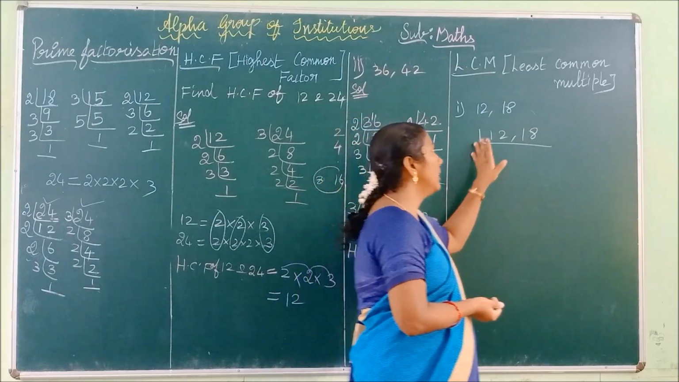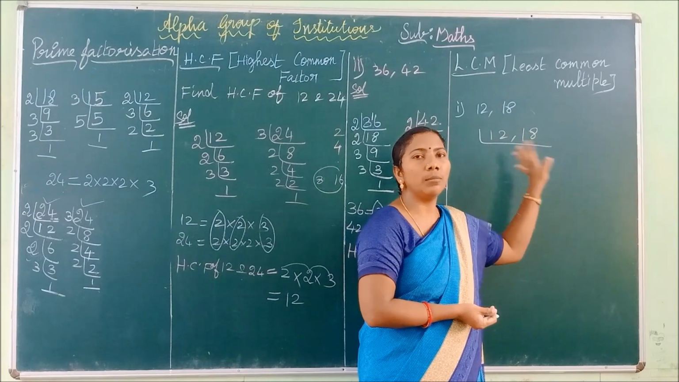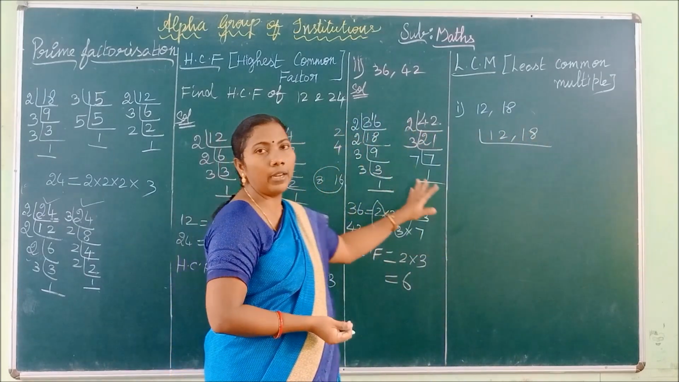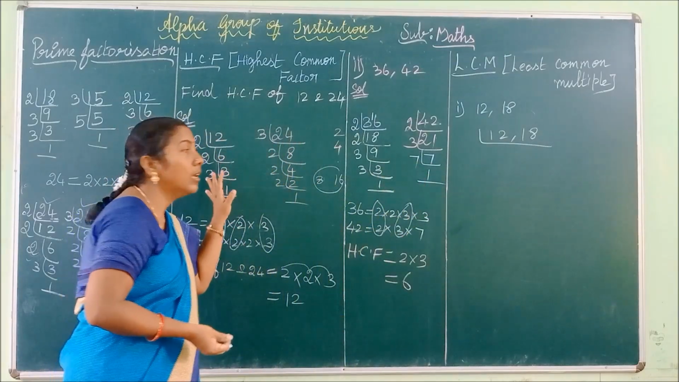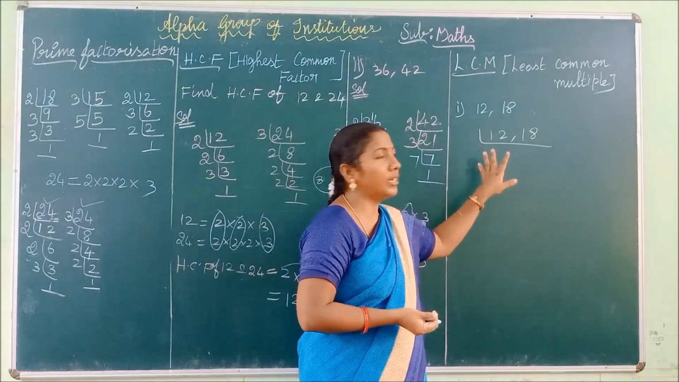You have to write the numbers and factorize them simultaneously. Okay. Here we see we are factorizing the numbers separately, 36 and 42. Here also we have factorized the given numbers separately. But in the case of LCM, we have to factorize the given numbers simultaneously.